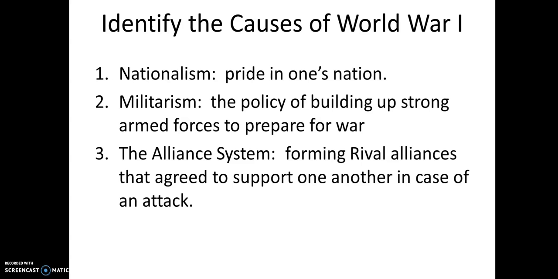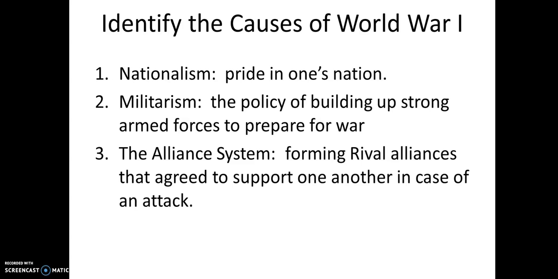So, four causes of World War One: nationalism, imperialism, which is not listed, militarism, and the alliance system. And then we have the spark that blew up all of the gunpowder that people had just been building up in their area. And that's June 28th, 1914.